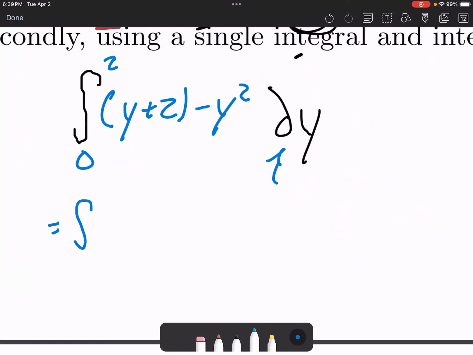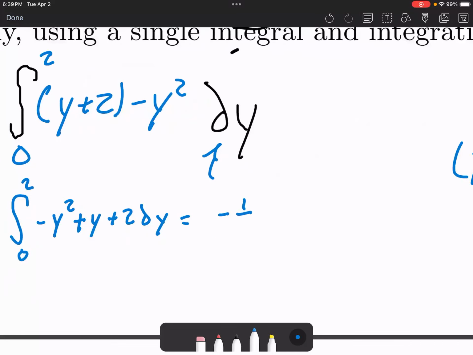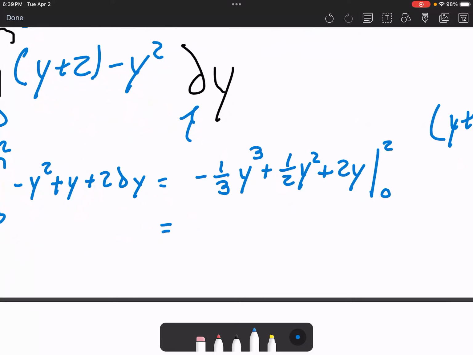All right, now let's just do this. We have a minus y squared plus a y plus 2 integrating as y moves from 0 to 2. An antiderivative of this is minus 1/3 y cubed plus 1/2 y squared plus 2y. And we will find the area underneath this by taking this antiderivative at 2 and at 0 and finding the difference. So if we plug 2 into this antiderivative, we get an 8 divided by 3. We have a 4 being divided by a 2 and a 4. And we'll subtract the value of the antiderivative at 0, but there's y's in all terms, so it's just going to be 0.